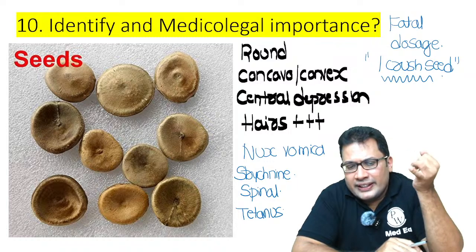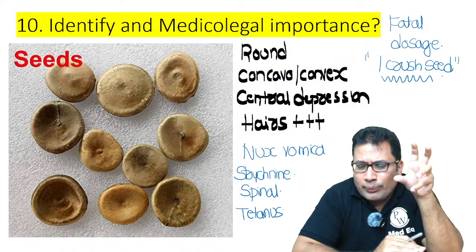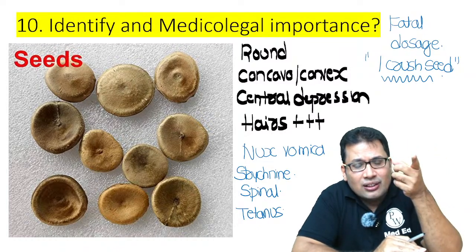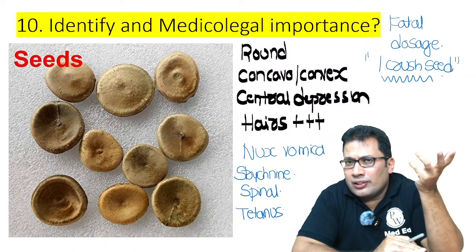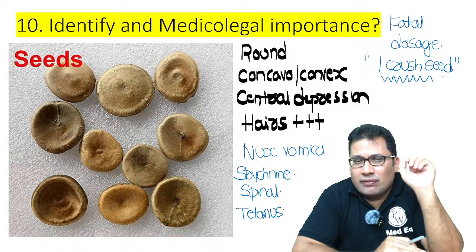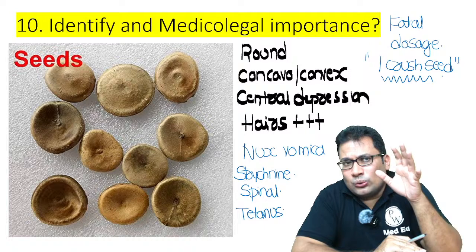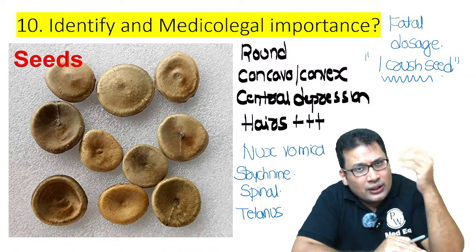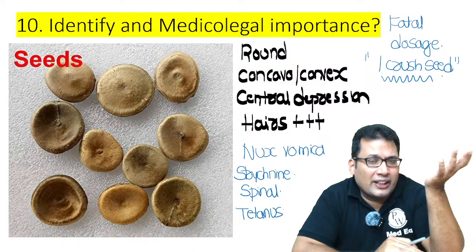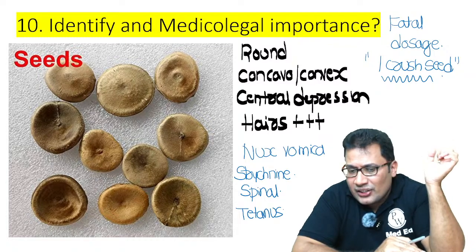So I'll repeat again, these seeds are round, concavo-convex, central depression present, hairs are present. They are seeds of Nux vomica, they have a bitter taste. They are spinal poison. Fatal dosage is one seed and the fatal period is around 24 hours. Usually signs and symptoms occur after gastric emptying, maybe 5 to 6 hours. Treatment is short-acting barbiturate. It can be accidental poisoning, and it can be a homicidal poison also. This powder is sometimes mixed with the alcohol given to the victim. So the person dies because of conscious seizure, respiratory paralysis and death.